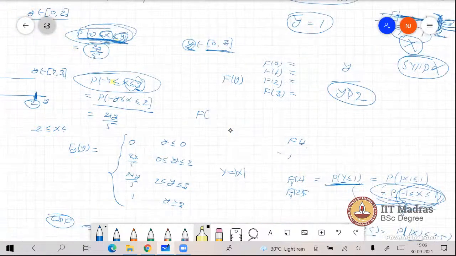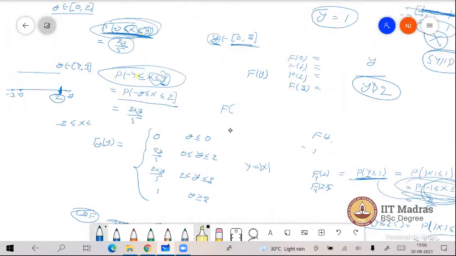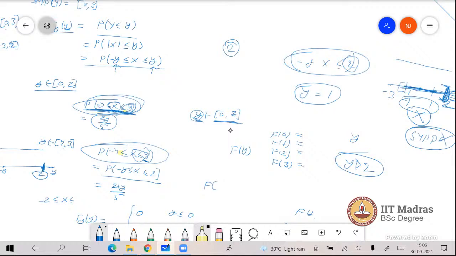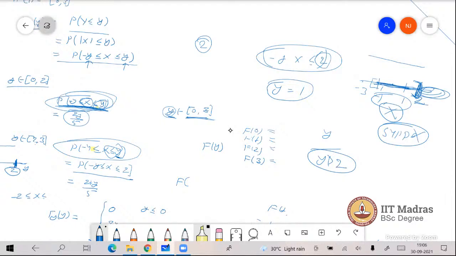You cannot directly restrict the upper limit to 2, because in this case, if you calculate it for y equal to 1, y equal to 0.5, or any y less than 2, you will get the wrong answer. Okay.